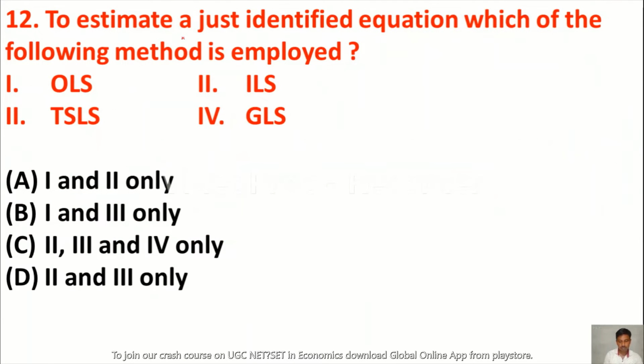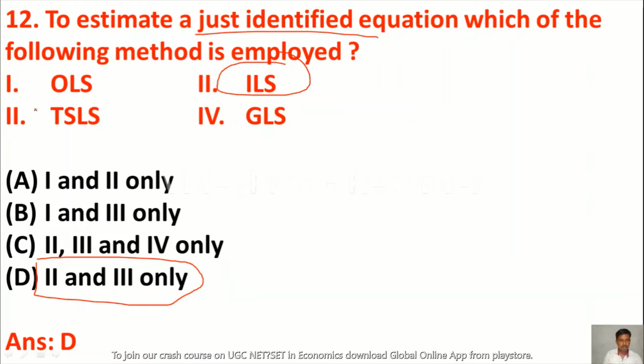Question number 12. To estimate a just identified equation, which of the following methods is employed? First one is OLS, second one is ILS, third one is TSLS, and the fourth one is GLS. Here the right answer is option D, second and third. One is ILS and the third one is TSLS.